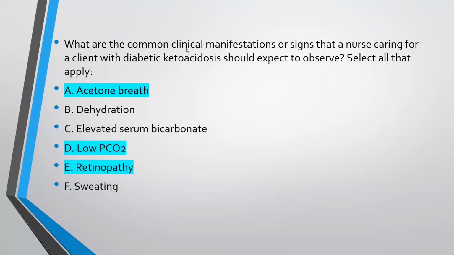We have discussed some clinical manifestations of diabetic ketoacidosis. So the right options are acetone breath, low partial carbon dioxide, and retinopathy. Acetone breath is due to excessive acid production or excessive ketone body production, which leads to our breath odor, like acetone breath or fruity odor. Second is low partial carbon dioxide. How does it become low? Because decreased partial carbon dioxide results from the rapid breathing. I have explained this to you.